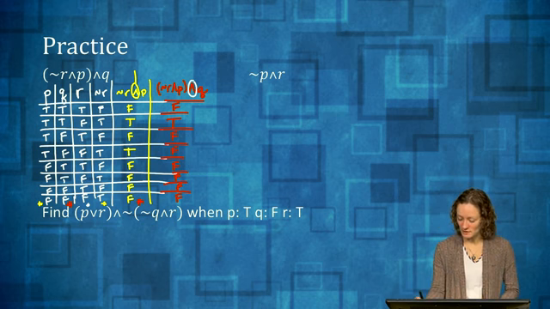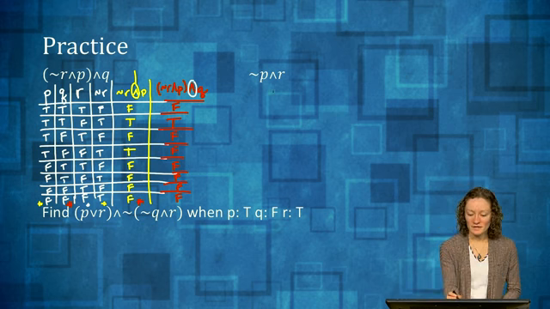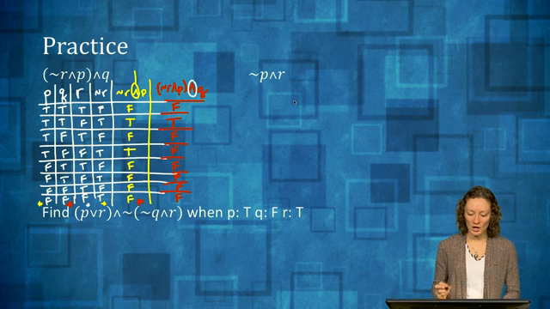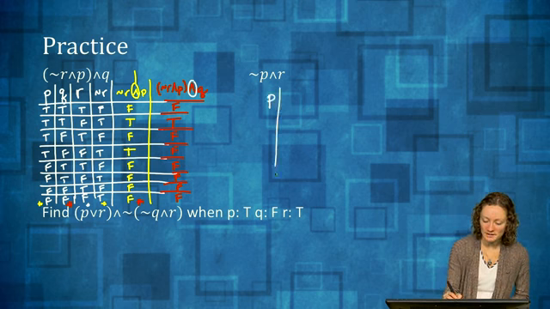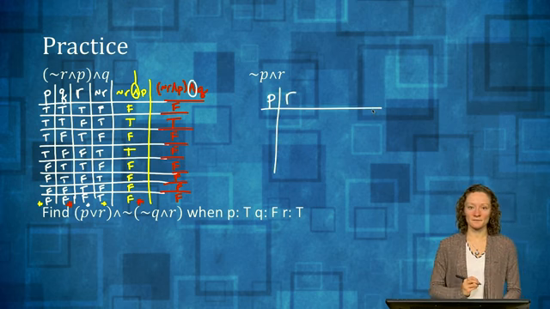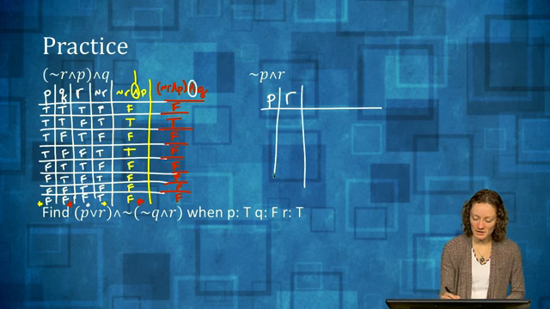All right, so let's go to the next one. The next one, we have negation P and R. So two ideas, P, R. So there's 4 possible combinations here.